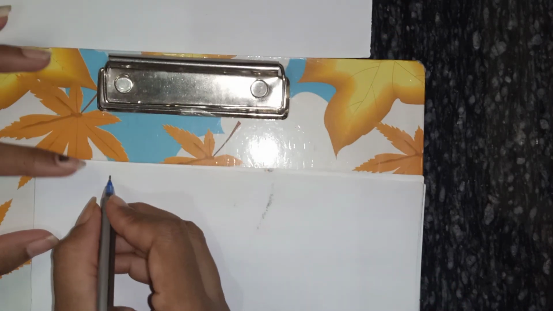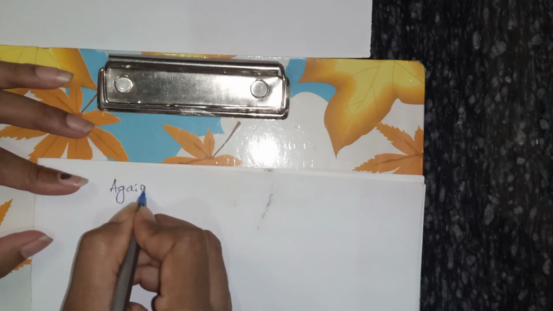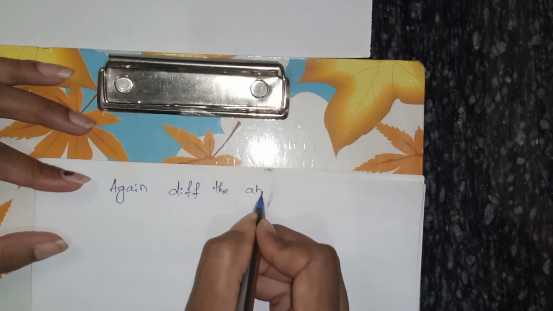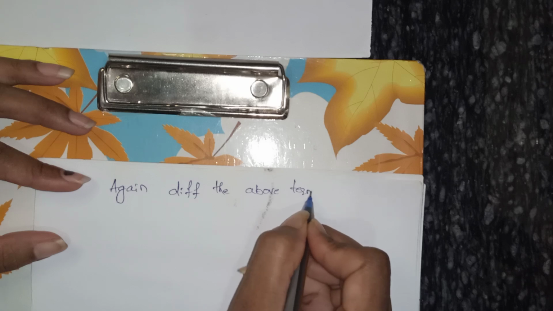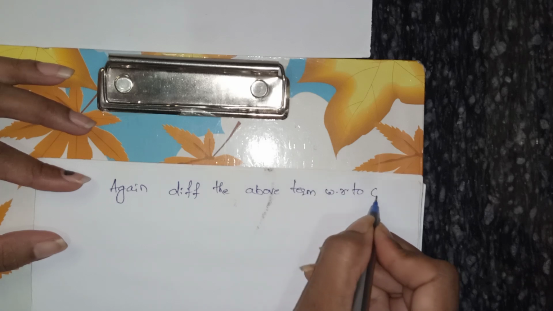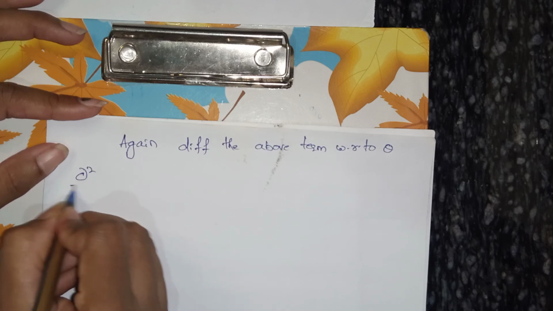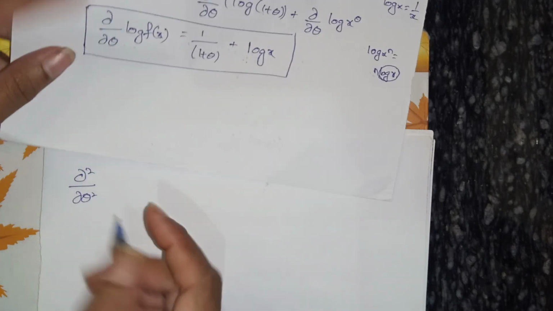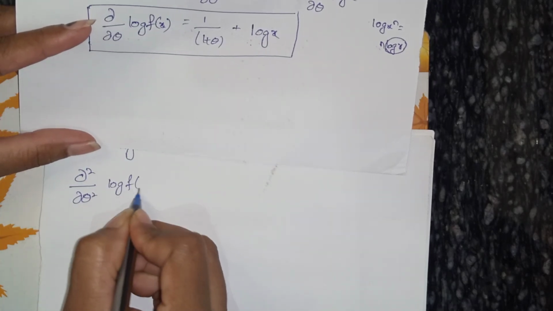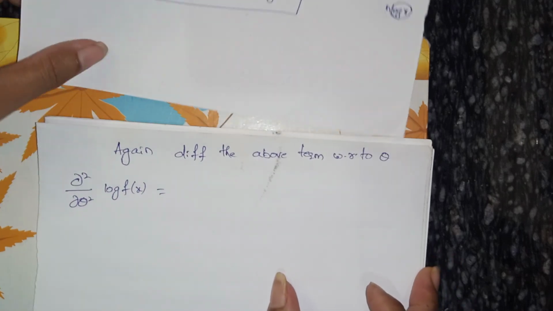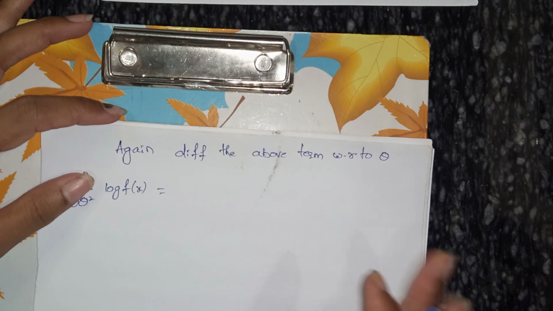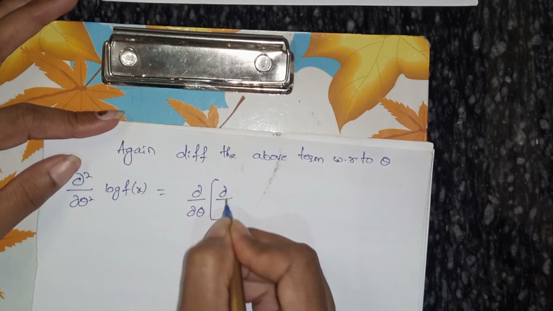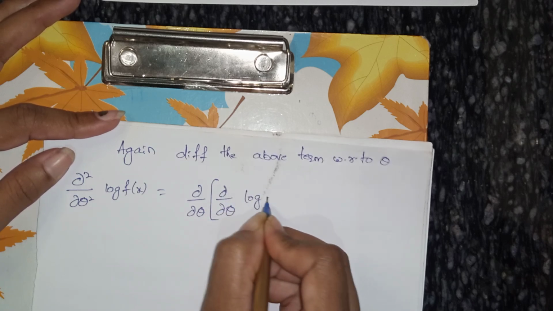Second derivation we are going to do. Again, partial differentiate the above term with respect to theta. So that is nothing but dou square by dou theta square. Let me show. Dou square by dou theta square log f of x. So again we have to do this one, second time derivation. So I am going to split this one: dou by dou theta of dou by dou theta log f of x.